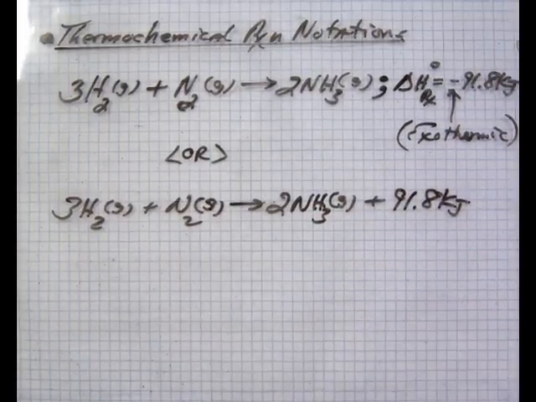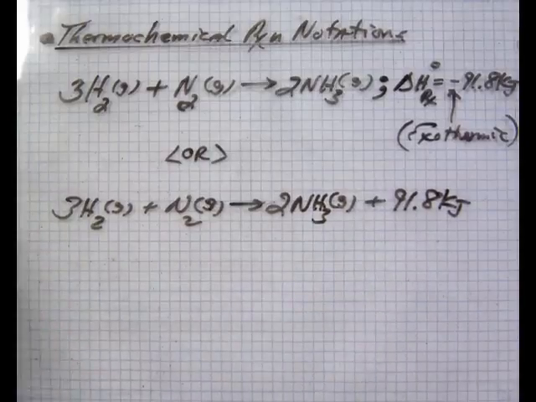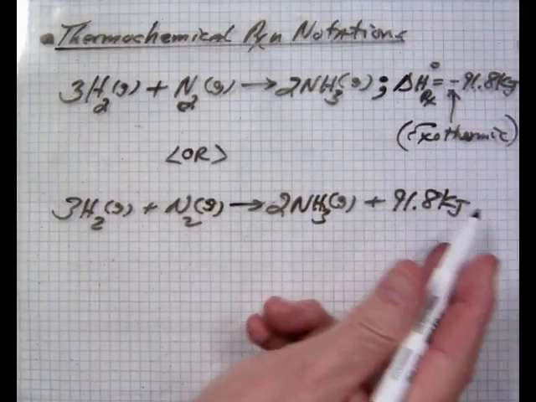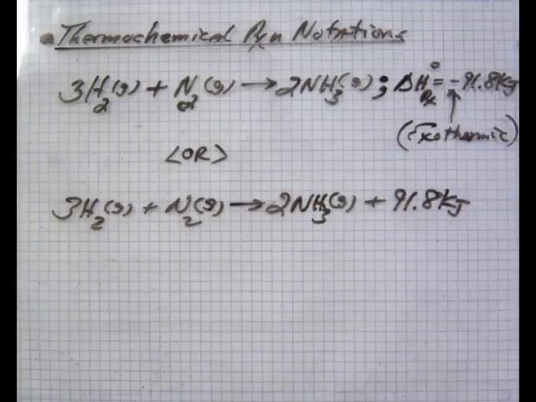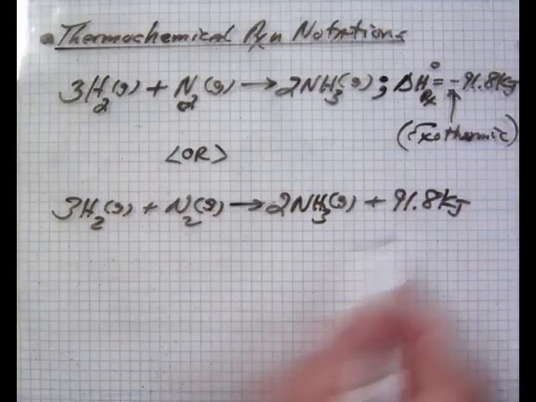So by putting it on the right side, I have to use a plus. We don't use any negative signs. You don't go 2NH3 gas minus. It's the fact that it's listed on the right side that specifies an exothermic reaction.